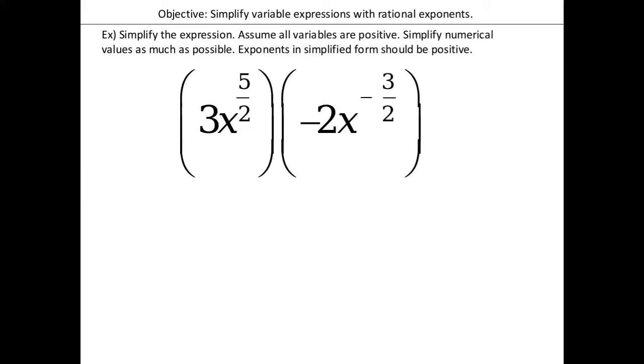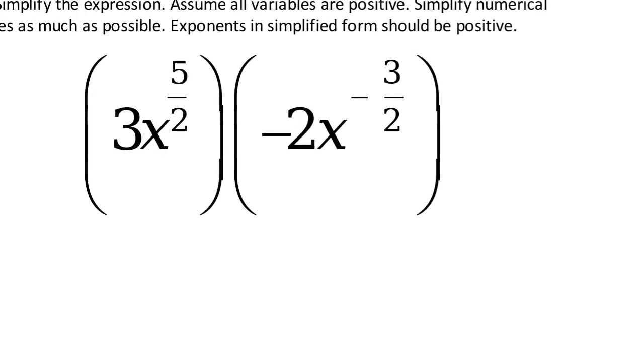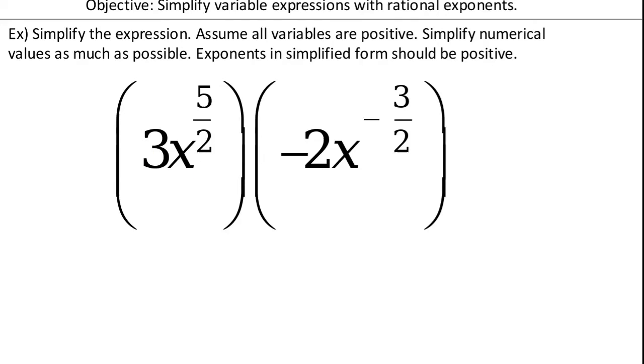Okay, next example. Can I have you guys copy this one? 3x to the 5/2, parenthesis, negative 2x raised to the negative 3/2 power. We're doing this one together. I'm just waiting for you guys to copy it. 3x to the 5/2 times negative 2x to the negative 3/2. Okay, ready?